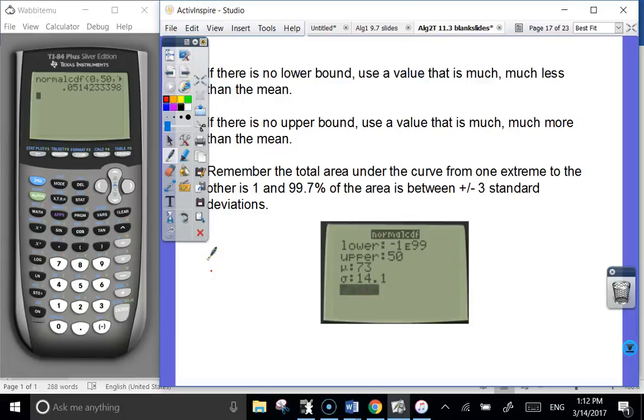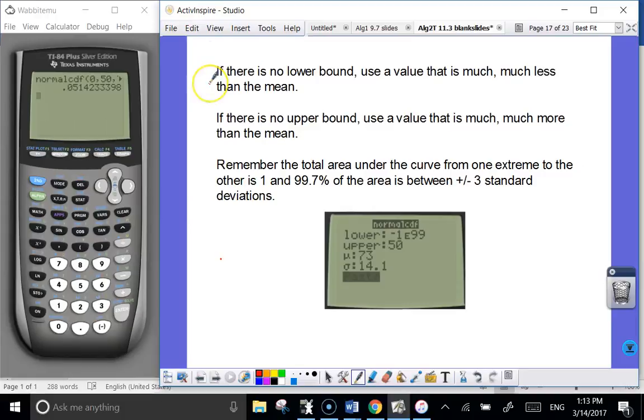So if there's no lower bound, like the one we just did, I mean, it stops here and you're trying to add up all this area but it goes on infinitely, then for the lower bound, you just put something that's much, much less than the mean. It doesn't have to be negative 1E99. I mean, I've just put in 0, and that was pretty good.